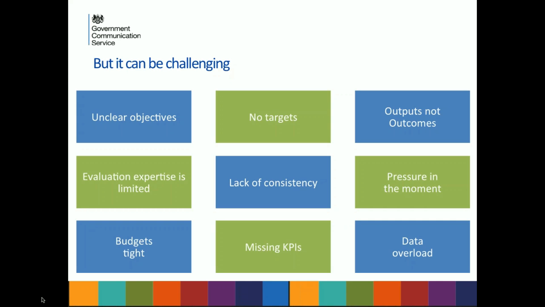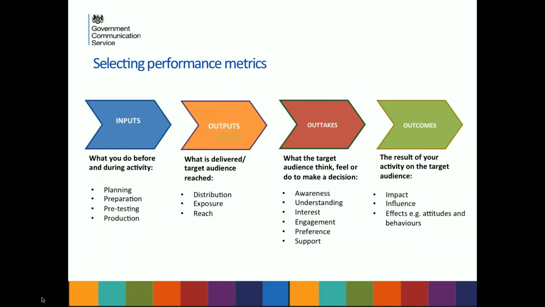There can be a data overload. This can be challenging. If you get data back around your, particularly your digital campaigns, you see lots of zeros, lots of ones, and it can get very confusing. Expertise in this field can be quite limited as well. Often you are evaluating what we would call outputs rather than outcomes. And I think our next slide talks about that quite neatly.